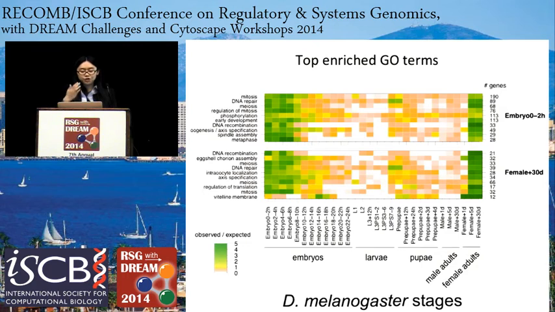So here I'll just show one functional result. More results are in our paper. So in this result, we find the top enriched GO terms in the fly early embryos and fly female adults, and to see what they are. Interestingly, they are related to mitosis, DNA repair, and meiosis, and also DNA recombination. And we see they are very similar. And also, these GO terms are specifically enriched in fly early embryos and fly female adults. So this is why they are mapped to each other.